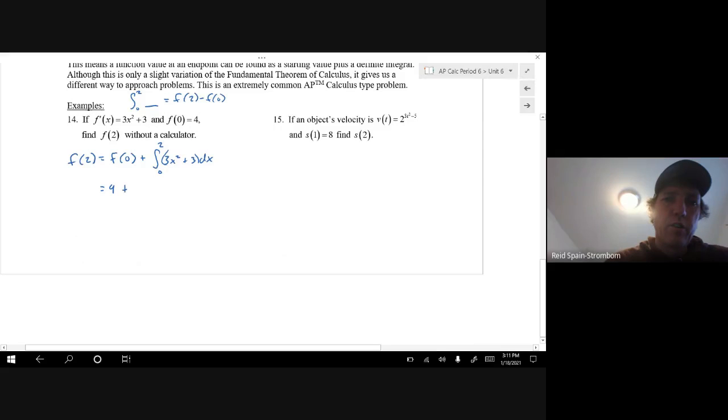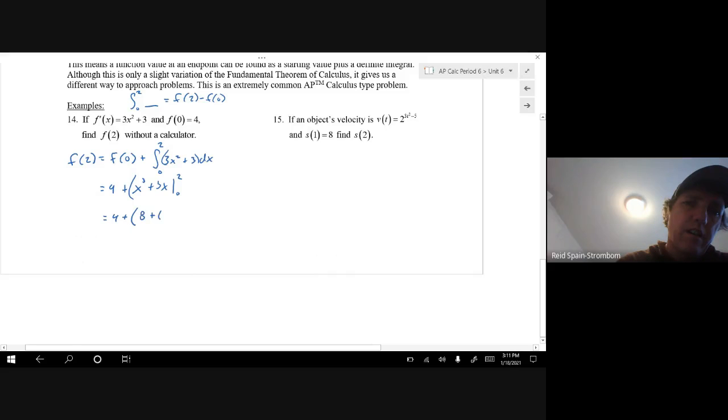So we're going to add 1 to our power, so x cubed divided by 3. We end up with just x cubed plus 3x. We're going to plug in 0, and we're going to plug in 2. When we plug in 2, we end up with 8 plus 6. When we plug in 0, we get 0, so minus 0. And so we end up with f of 2 is equal to 18.